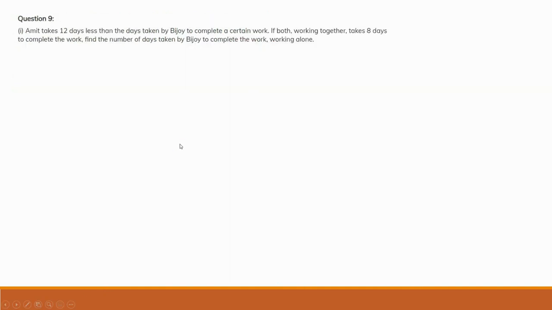Okay, let's move. So this is problem 9.1. Amit takes 12 days less than the days taken by Bijoy to complete a certain work. If both working together take 8 days to complete the work, find the number of days taken by Bijoy to complete the work working alone. So it's a work-time problem, right? You have to find the number of days taken by Bijoy to complete the work.